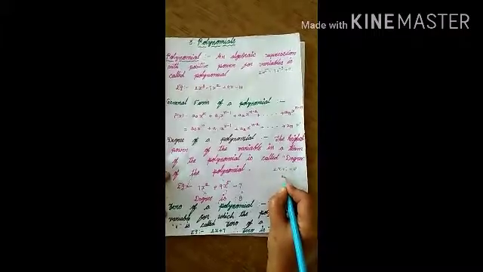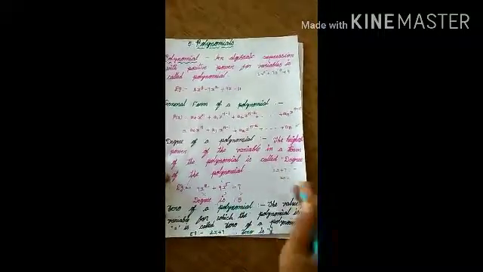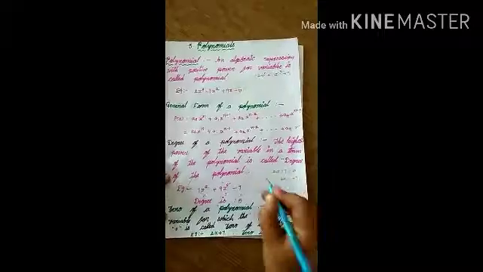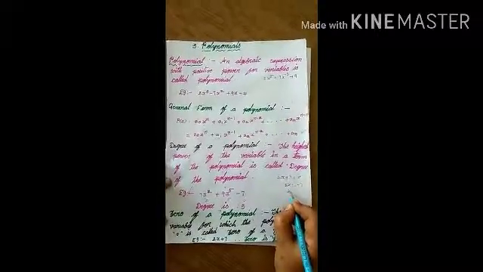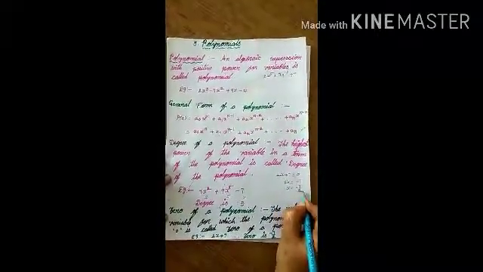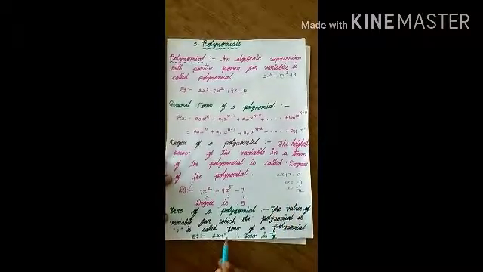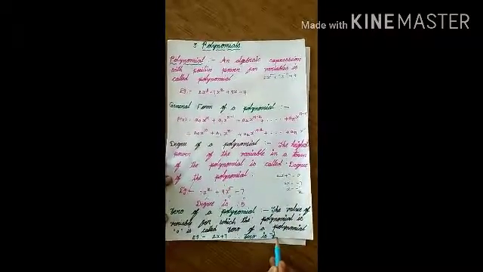So 2x is equal to, if you transfer plus 7 from left to right, it changes as minus 7. So x is equal to minus 7 by 2. So what is the zero of this particular equation? Zero is minus 7 by 2.